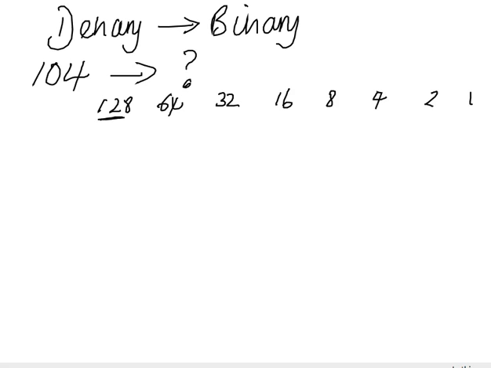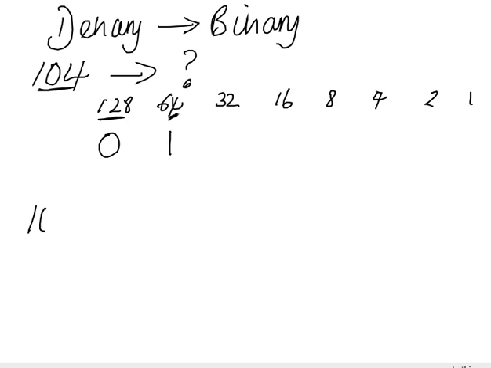Our largest column is 128 and we're looking to convert 104. So if we put 128 on, that would be too much. So we can't have that column on. 128 is too big, so we switch it off. Then we look at our next column. It's 64. Well, 64 is less than 104, so we could put that on. So we'll switch that one on.